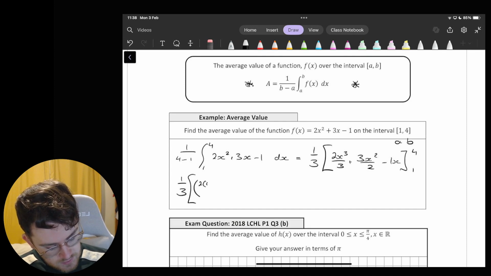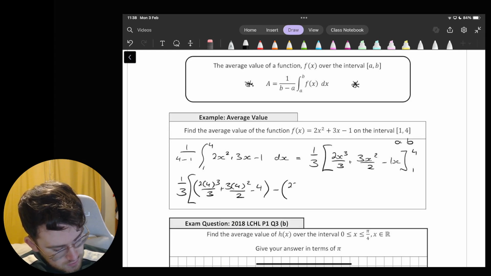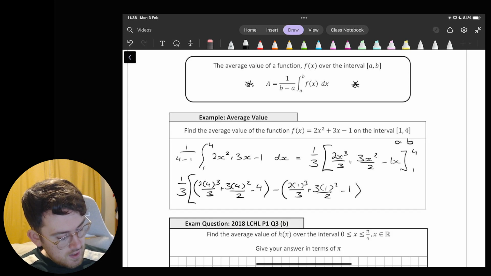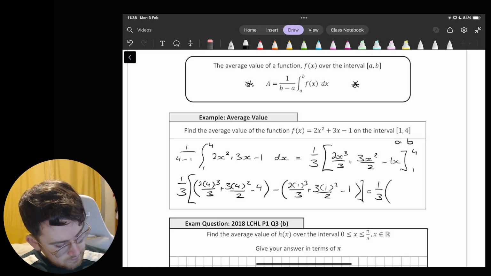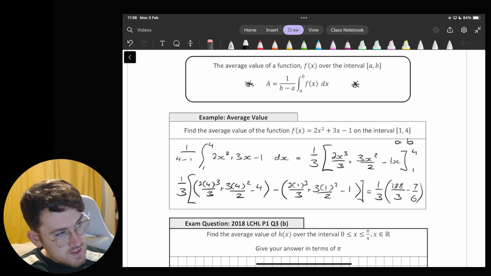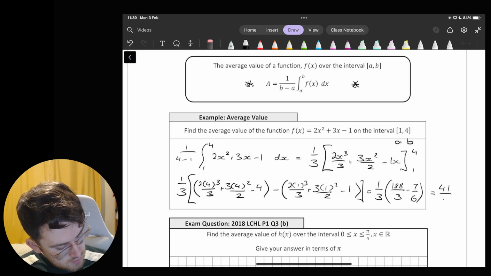So 2 times 4 cubed over 3 plus 3 times 4 squared over 2 minus 4, minus 2 times 1 cubed over 3 plus 3 times 1 squared over 2 minus 1. Okay, and let me see what that's going to give us. A third times 188 over 3 minus 7 over 6, which gives me an overall answer of 41 over 2.